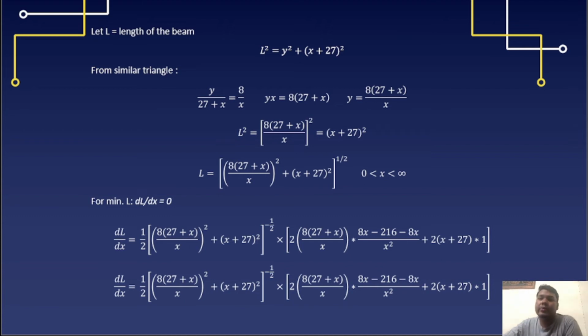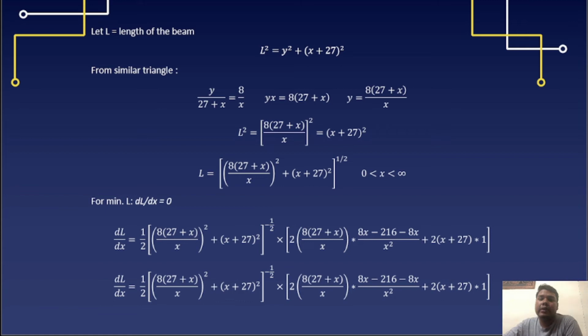After that, to remove the square on L, we take the square root of both sides. So it becomes L equals the square root of the bracket and so on, for x greater than 0, as you can see there.